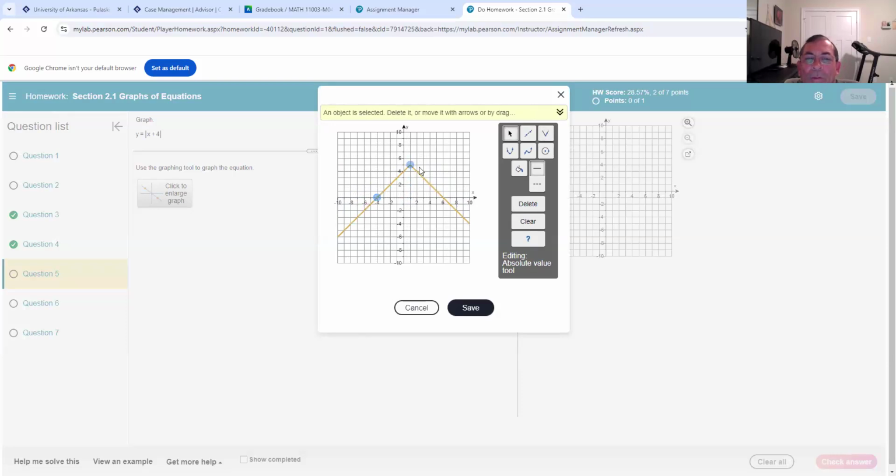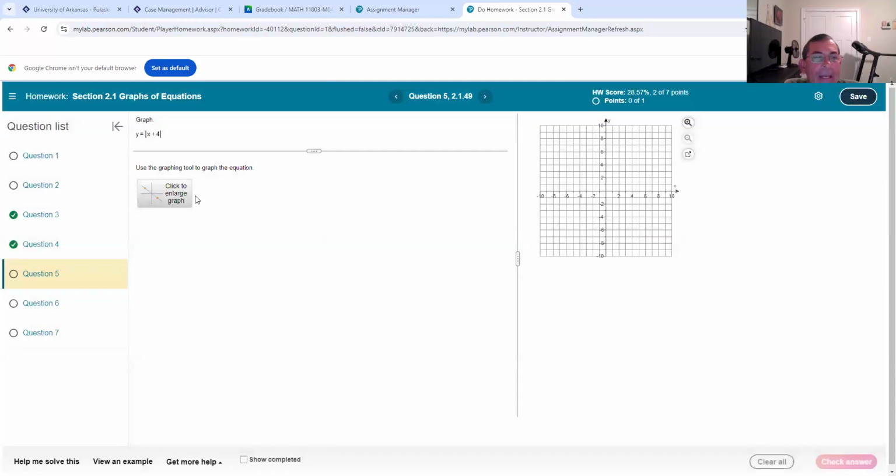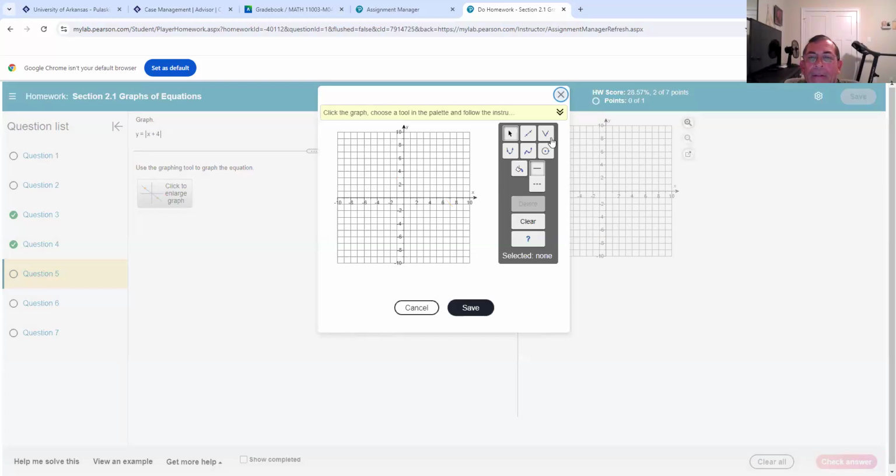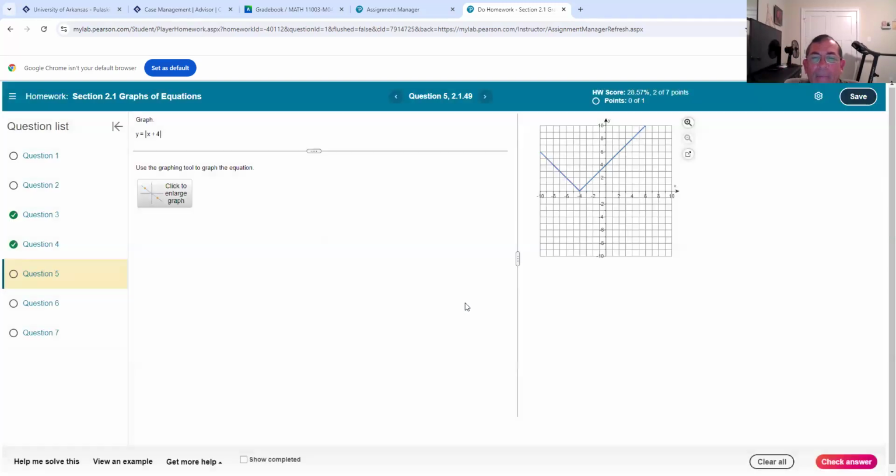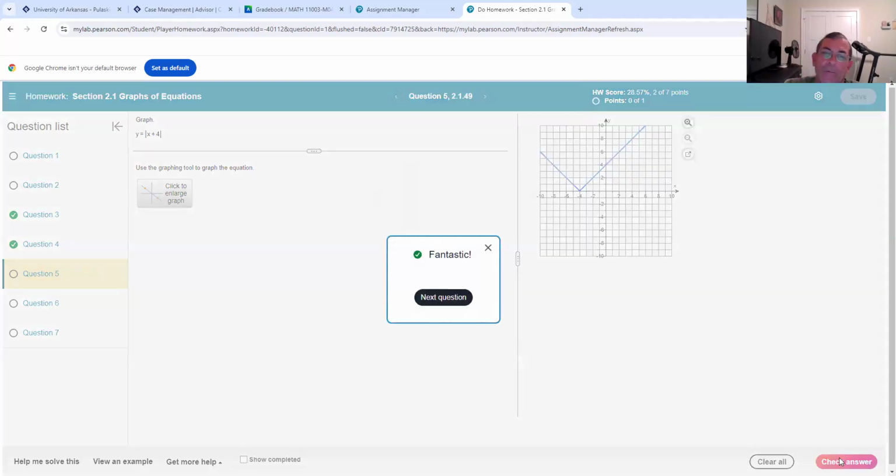Because we didn't start with the V point. When we started at 1, 5, we're telling it the V is up here. That's wrong. You got to get that thing in the right order. So pick the V tool, go to -4, 0 first, put that point. Then you can come over here and get the 1, 5. And y'all look at that. That looks exactly like what we had on our calculator. So we would save that and check our answer and move on.